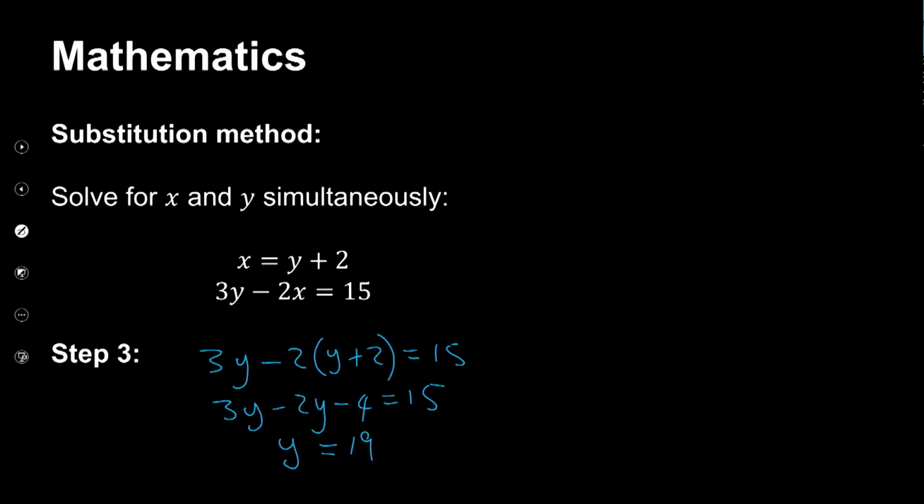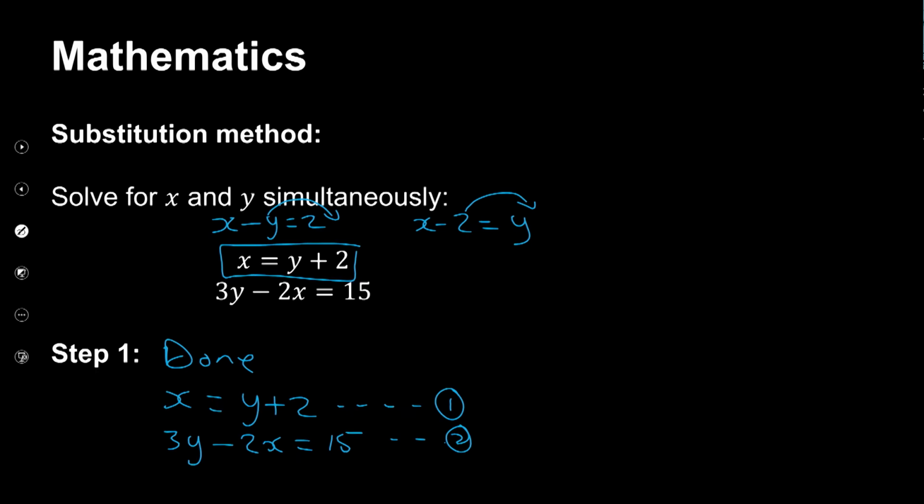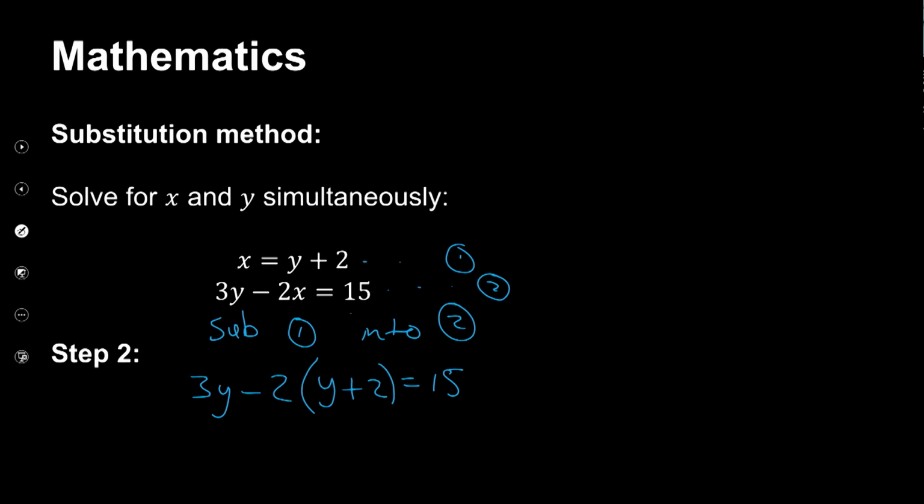So let's quickly run through what we've done so far. Step 1, you must make one variable the subject of the formula. Already it's there, it's the x, so I don't need to do that. Step 2, you substitute. Wherever you see x, you replace it by what it is equal to.